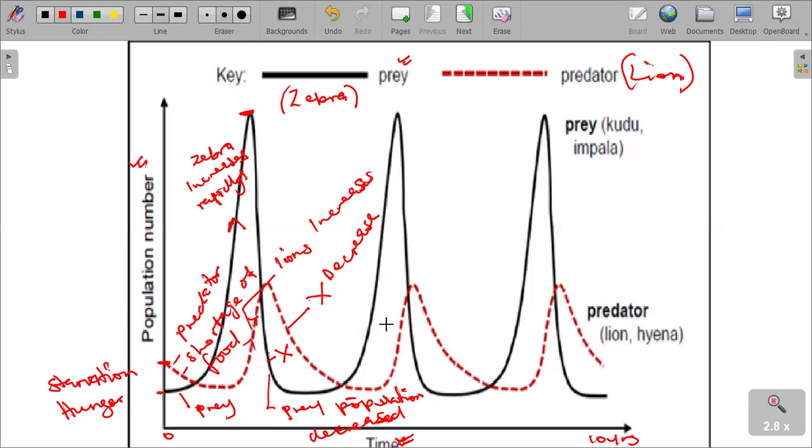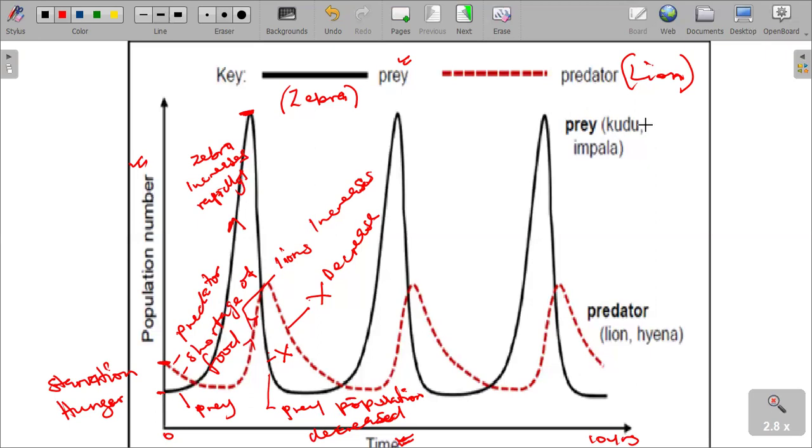And at the same time, the dynamics of this population balance keeps on going up and down. So as you can see, we continuously have the graph going up and down, going up and down, which is showing an increase and decrease with regard to the prey-predator relationship.